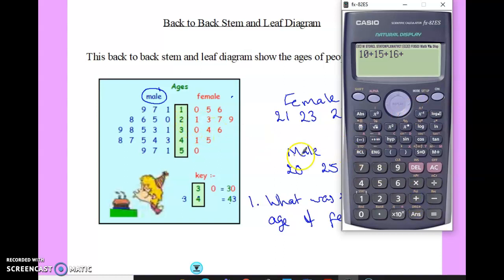plus, we're on to the 20s now, 21 plus 23 plus 27 plus 29, on to the 30s, a 3 and a 0, so plus 30, and then 34, 36, on to our 40s, we've got 41, 45, and a 50.